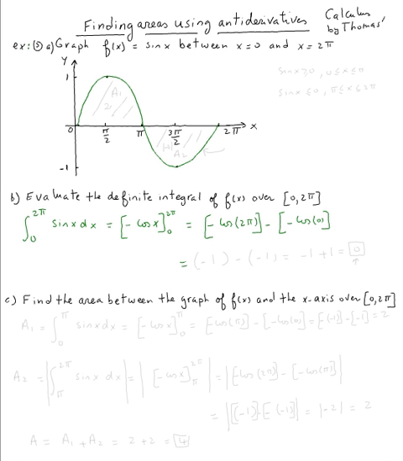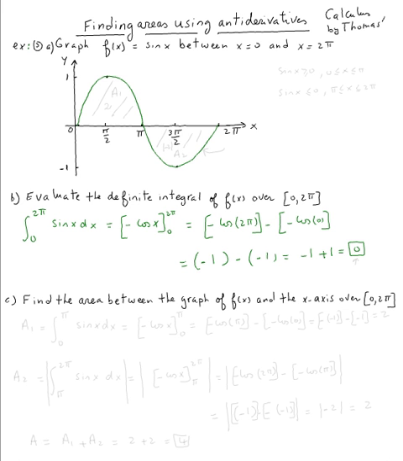That would be equal to, cosine of 2 pi is 1, so that's minus 1, minus, then cosine of 0 is 1, so minus cosine of 0 is minus 1. This is going to be minus 1 plus 1, which is 0. So the integral from 0 to 2 pi of sine x dx is going to be equal to 0. And then you'll see, when we do C, why it's going to be equal to 0.